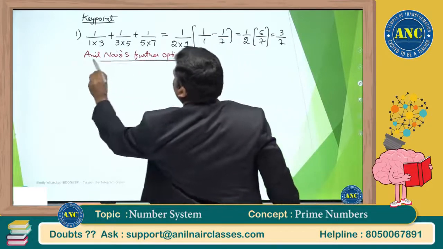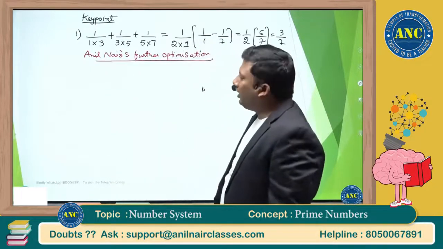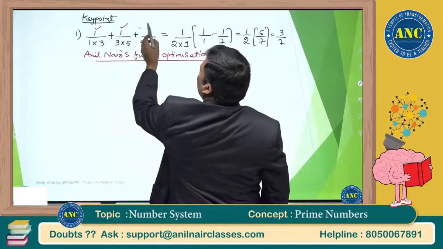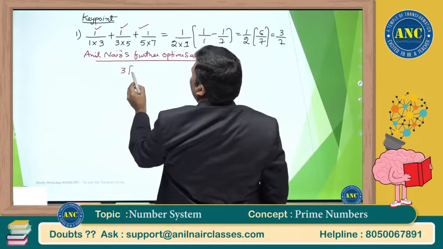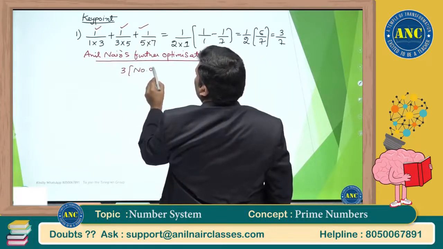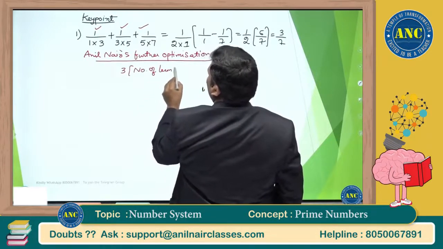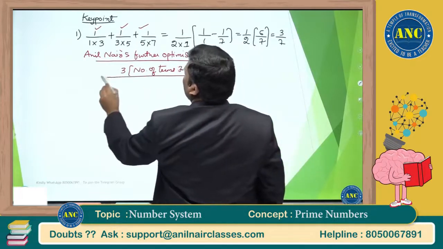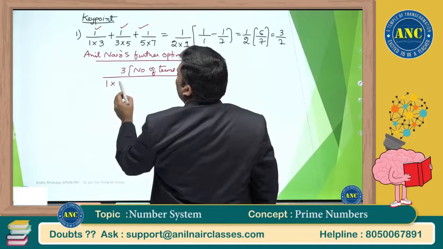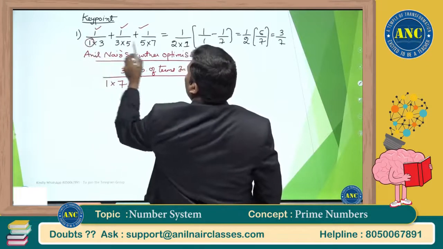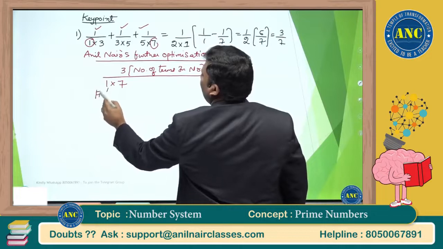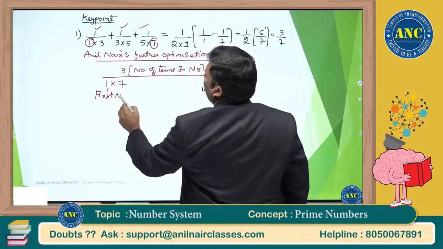See here, sir. 1 into 3, 3 into 5 and 5 into 7. Totally how many terms are there? 1, 2, 3. Write down the number of terms in the numerator. 3 is the number of terms in the numerator. Number of terms in the numerator divided by the first numerical value into the last numerical value.